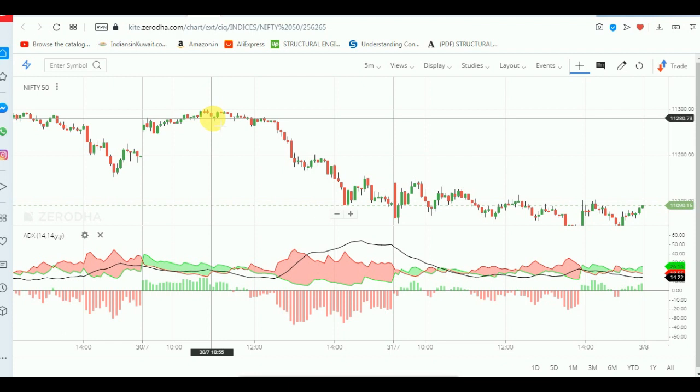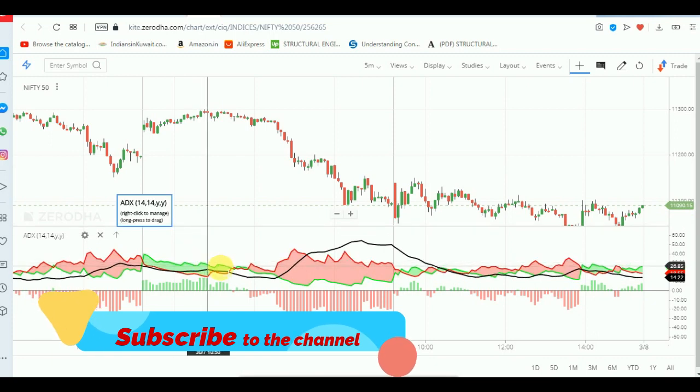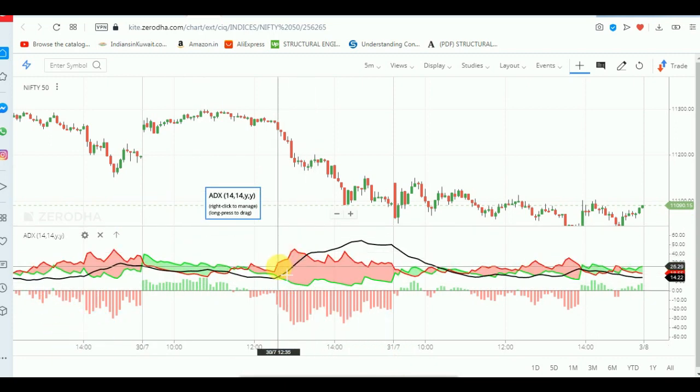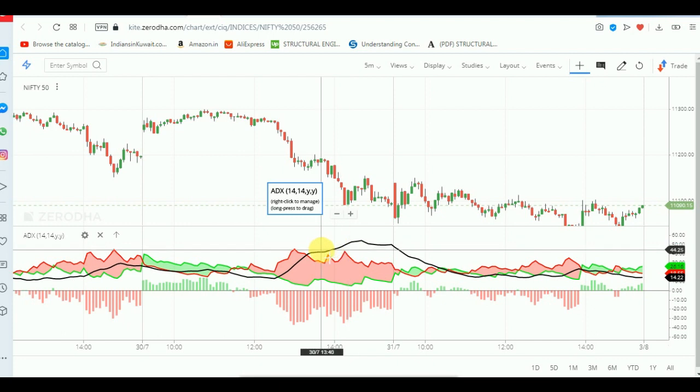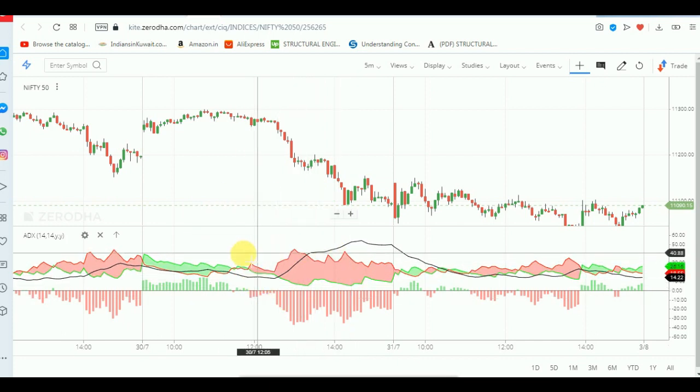This is an important part of this particular indicator. Basically this top green line and this red line are called DI, directional index, and this black line is called ADX, average directional movement index. The biggest advantage of this indicator is that it is not only a trend indicator but also a strength indicator. So it is called a trend and strength indicator.